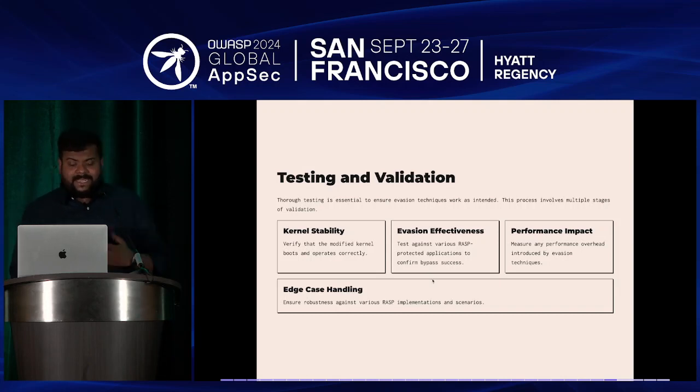But we have seen some edge cases which we had to handle, and we need to make sure that these edge cases are handled in a proper way. We need to ensure robustness against various RASP implementations and scenarios. But what we have seen is it is kind of impossible for your RASP vendor to figure out a way to bypass this syscall directly, because we have access to the kernel and that's what it is, right?